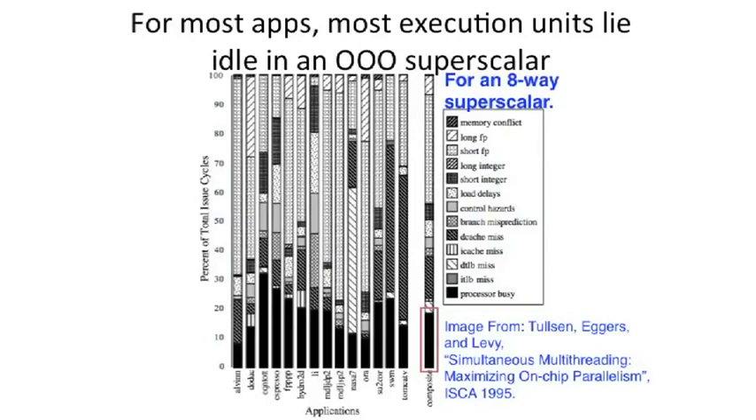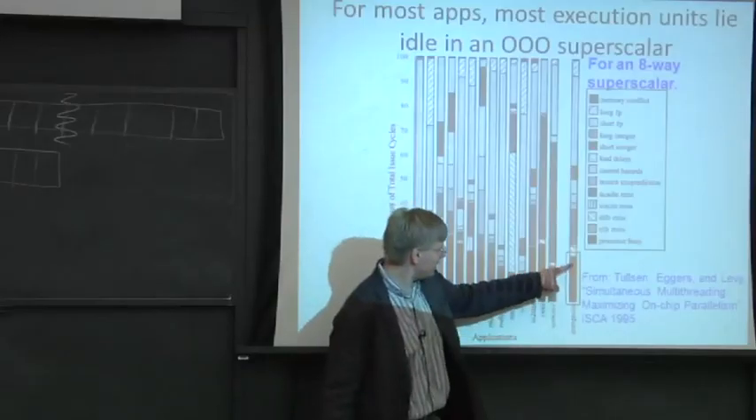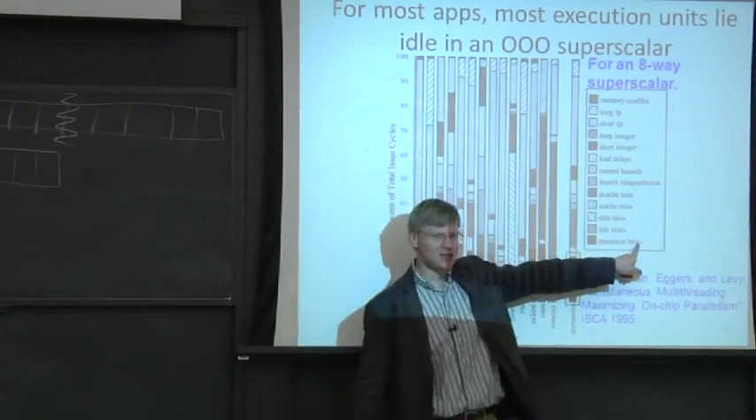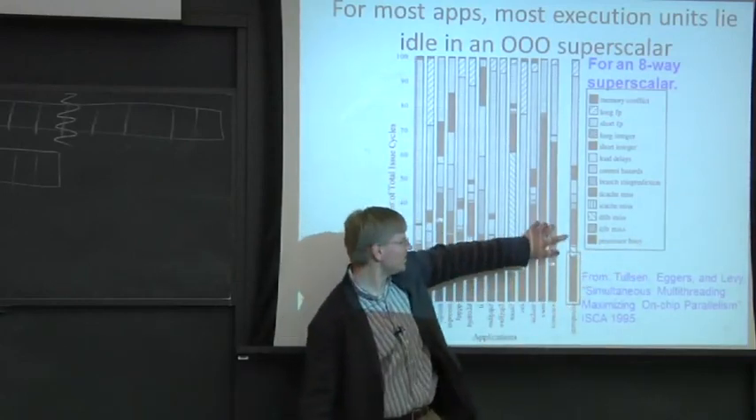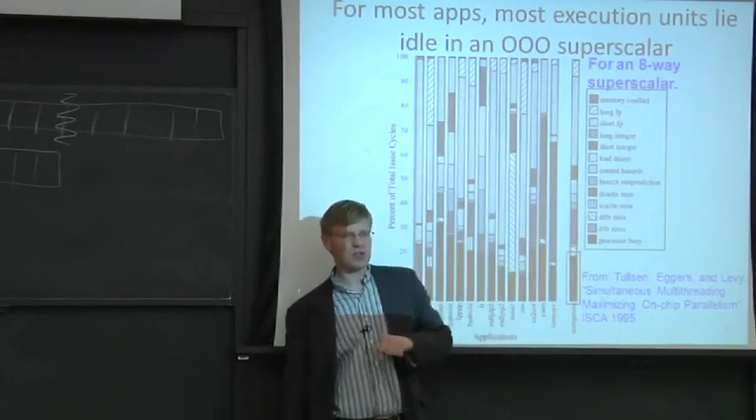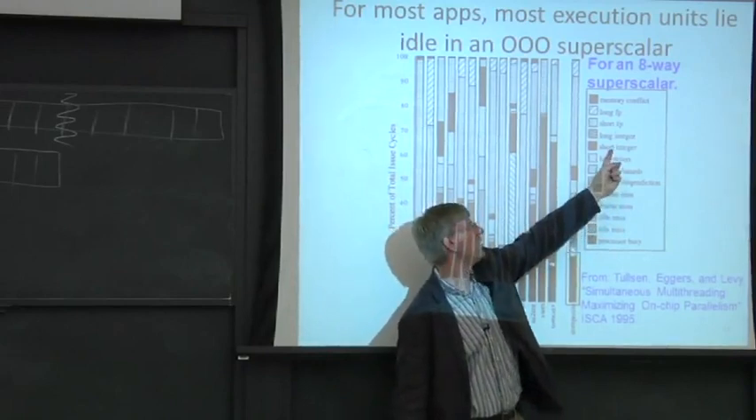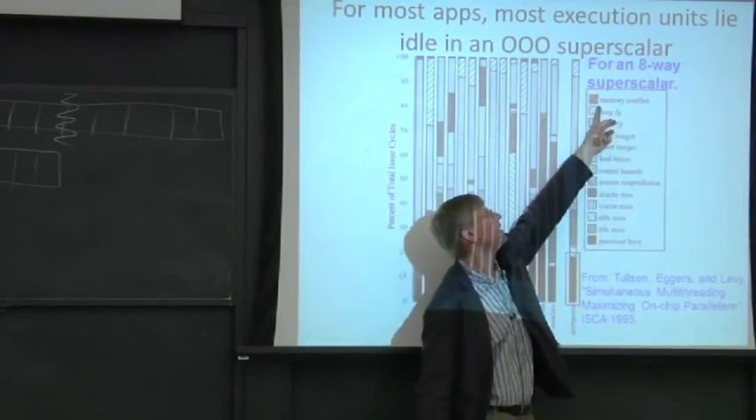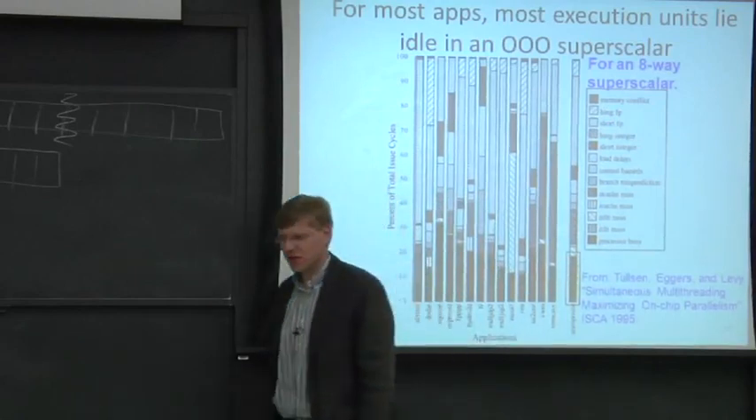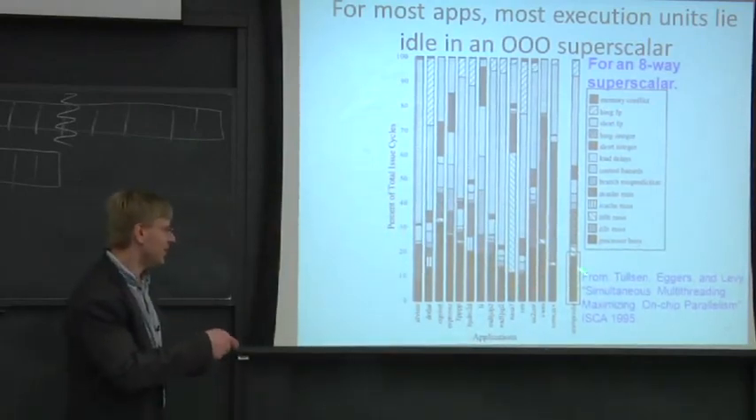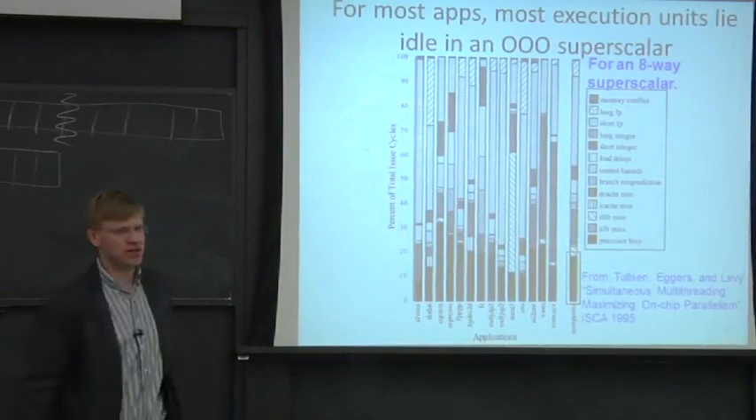They did this study back at ISCA in '95, and ran a bunch of different applications. This rightmost bar is the composite, or average. The black bar on the bottom is how long the processor is busy, actually doing work. The rest is different reasons the processor was stalled: instruction cache misses, branch mispredictions, load delays, pipeline interlocking, memory conflicts, and other things. We were only using this processor less than 20% of the time.